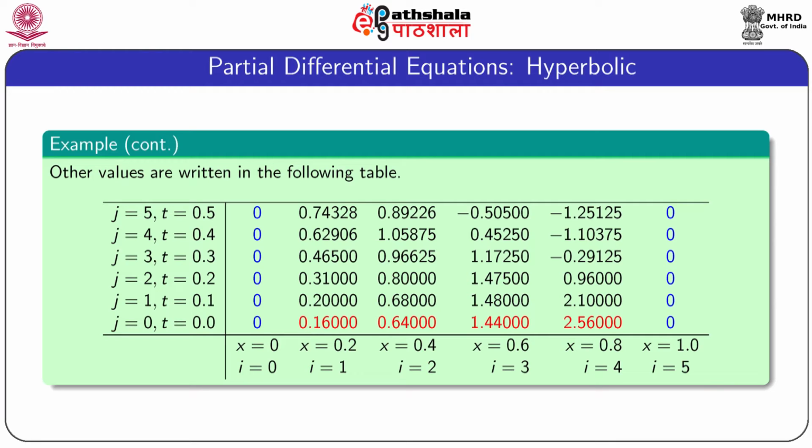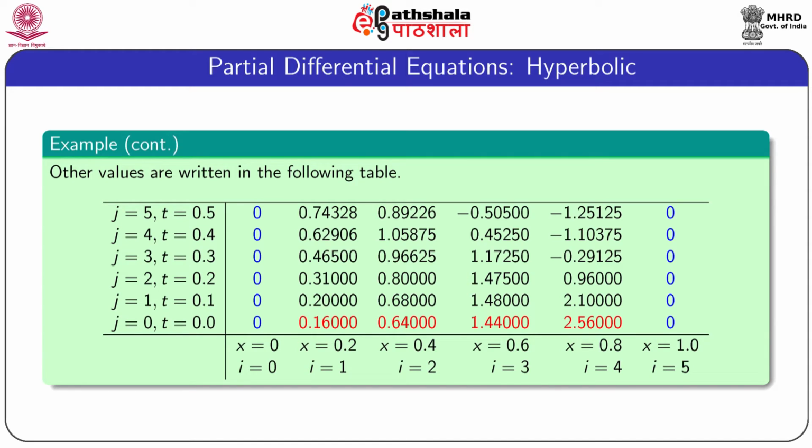All other values of u are tabulated in the following table. So this table gives the values of u for different values of x and t. The first blue column represents the left boundary values, the right blue column represents the right boundary values, and the red values represent the initial values, and the other values are mentioned in the black color. That means the second row of the table, when t equal to 0.1, the values are 0, 0.2, 0.68, 1.48, 2.1, 0.